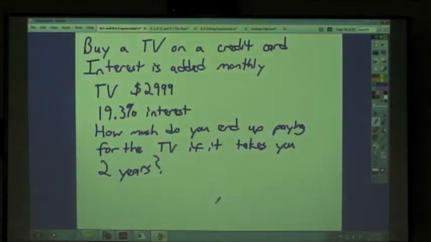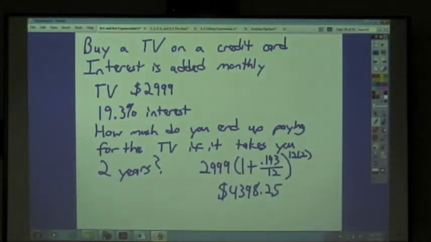Pause it. All right, so there's your answer. $4,398.25. If that interest is added 12 times in a year, monthly, that's when you use that little formula that has that r over n underneath the rate, and 12 times the 2, or the n times the time, as your exponent. You're paying a lot more for that TV than you really should have, and you could have bought it with cash if you listened to Mr. Harrison. You didn't get a car loan and things like that.